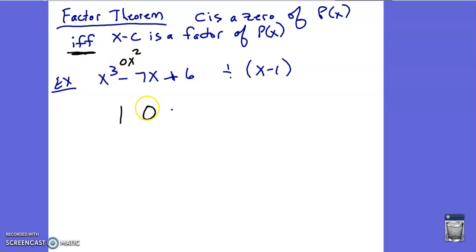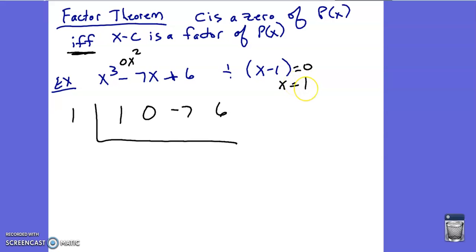So I'm going to put a 0 and then -7 and then 6. And then because this is x minus 1, I'm going to use a 1 out here. Remember, let's set that equal to 0 because I'm trying to see if this is a 0. So bring down the first number and then just multiply, add, multiply, add, multiply, add.